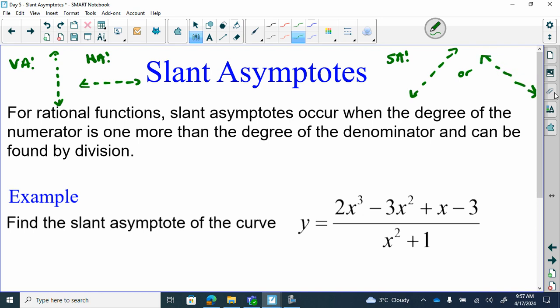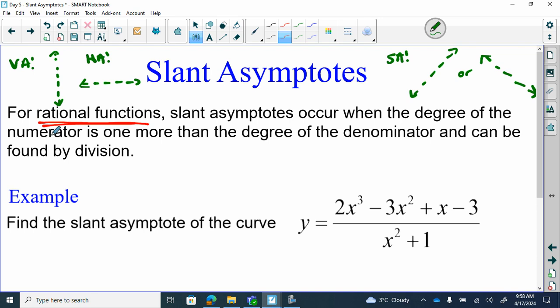It's on a diagonal, okay? And it's only for rational functions. Rational functions are functions that are in the form of a fraction. Slant asymptotes occur when the degree of the numerator is 1 more than the degree of the denominator. So that means the numerator would have a degree of 5, the denominator has a degree of 4. Or the numerator has a degree of 3, the denominator has a degree of 2. Or the numerator has a degree of 2, the denominator has a degree of 1. If it's 2 more or 3 more, there's no slant asymptote.